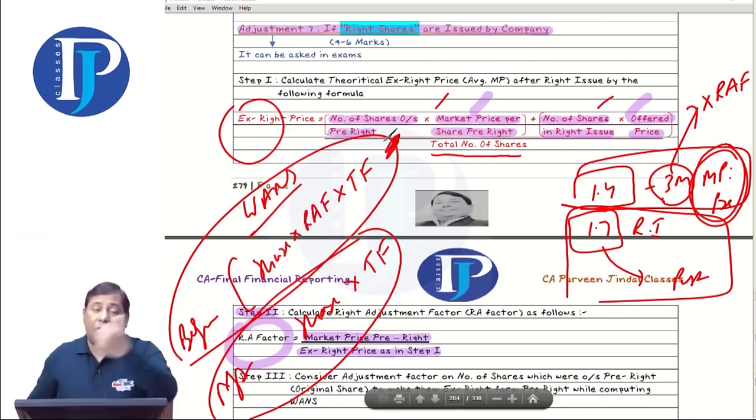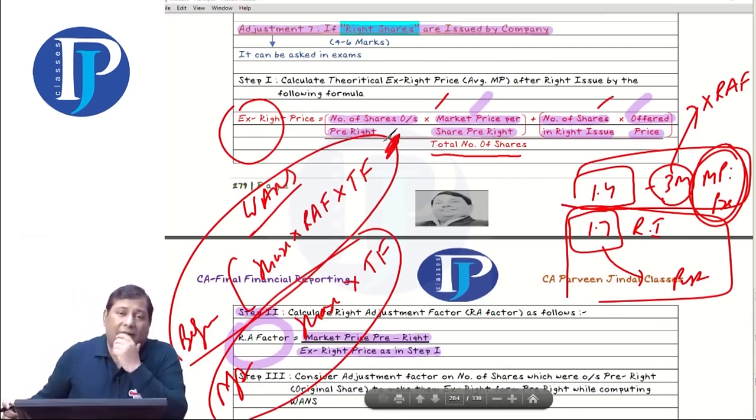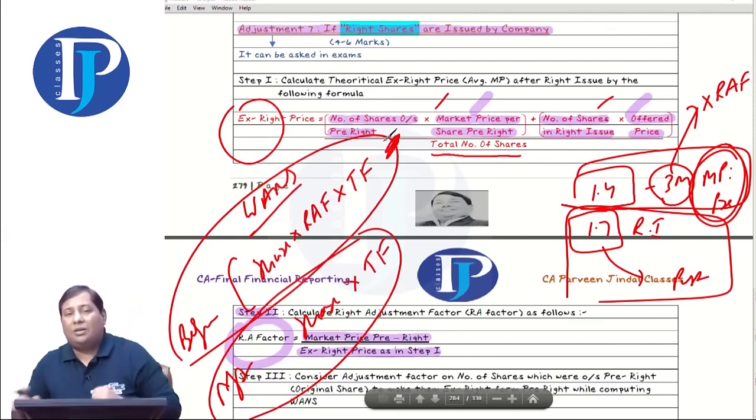One more thing. We also restated last year's EPS. Because there wasn't any rights issue last year, the number of shares in the denominator of last year's EPS are cum-rights shares. Multiply that with the RA factor and restate the EPS of the previous year.